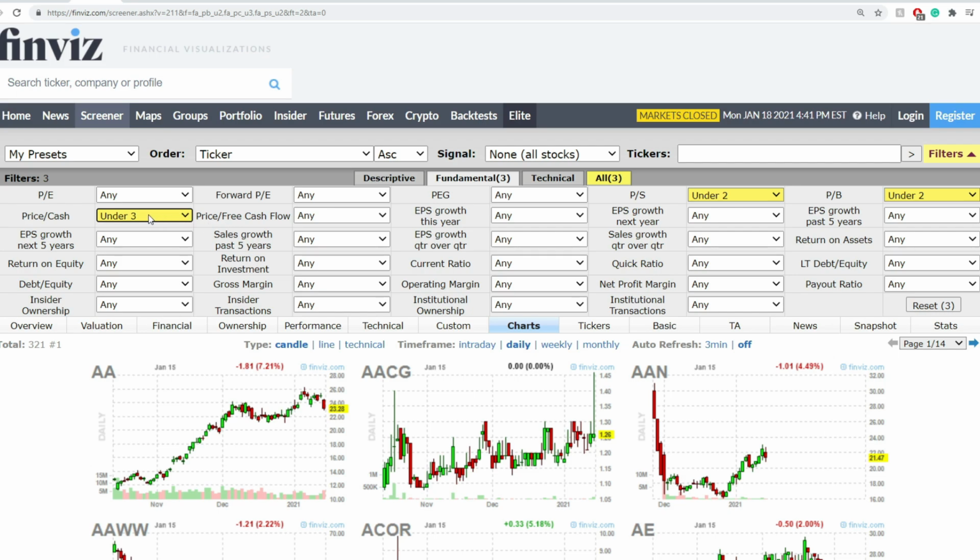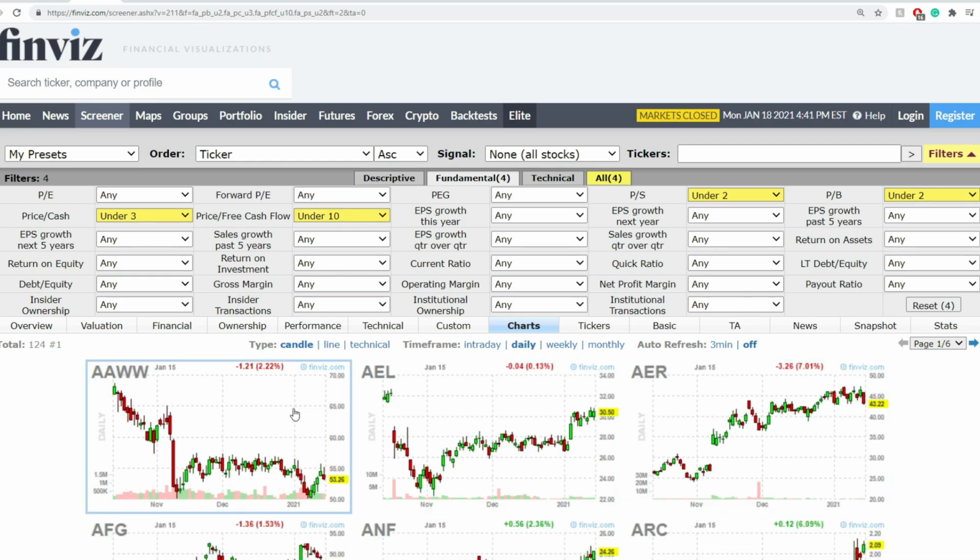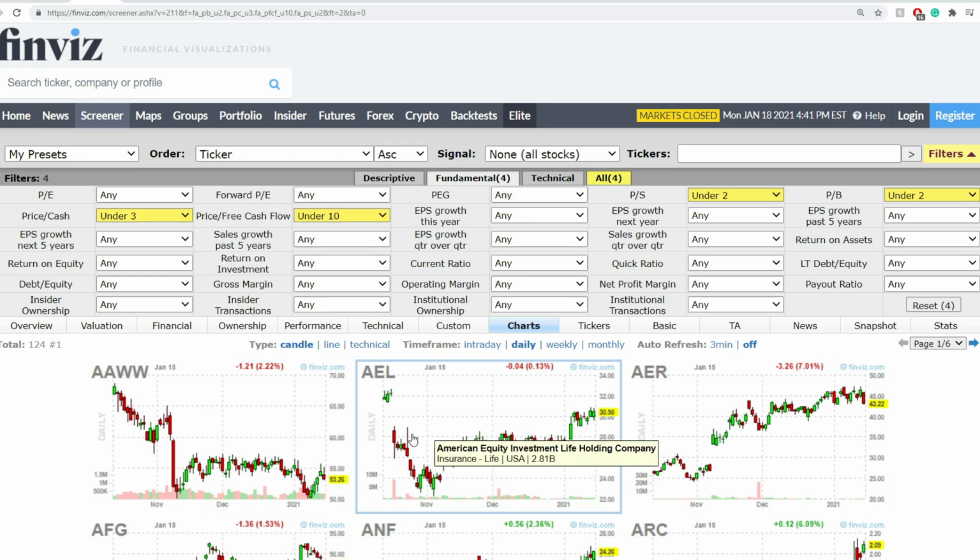So the next thing here, well, I know it's under 3, but I think that's a good balance in general. Preferably under 1 is nice. Now, price over free cash flow, let's say under 10. I don't want something to burn into my cash or my investment in general.